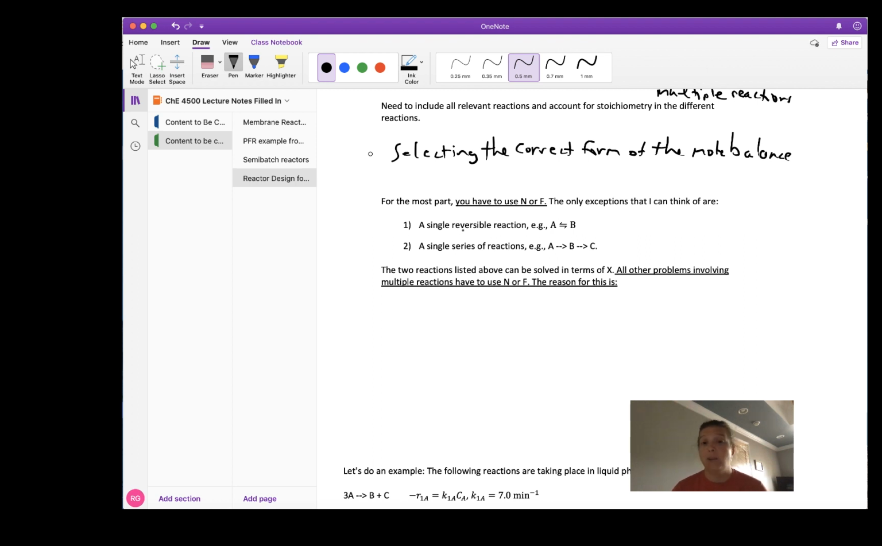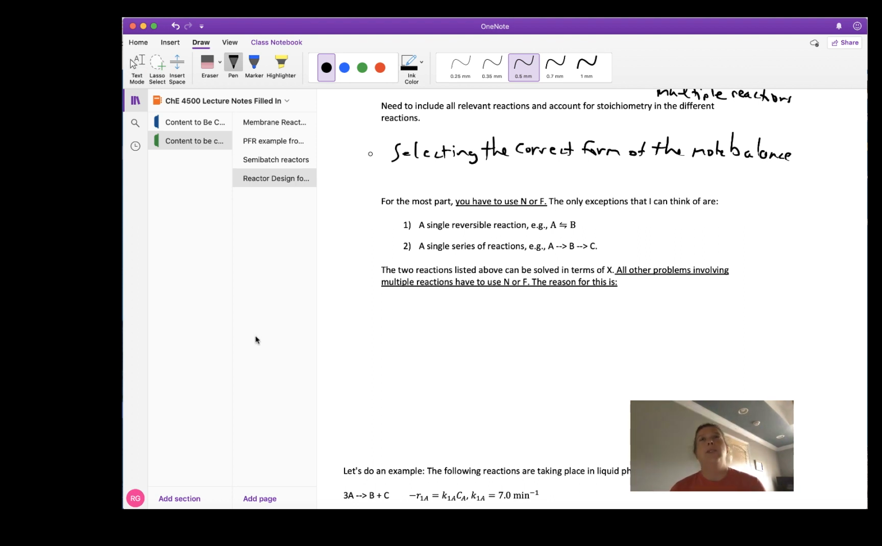One, I have a single reversible reaction, so a reaction A goes back and forth to B, and this is the only thing I have going on in my reactor. The other scenario is I have a single series of reactions, and this is the only thing going on in my reactor. A goes to B goes to C. I can solve both of those examples in terms of X. Anything else involving multiple reactions, I have to use N or F.